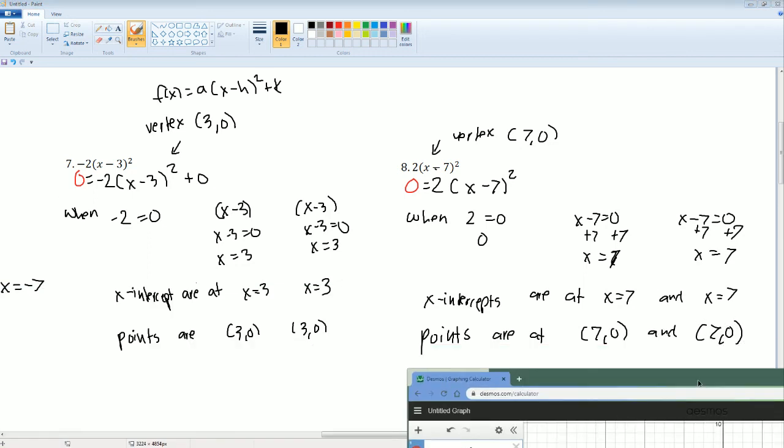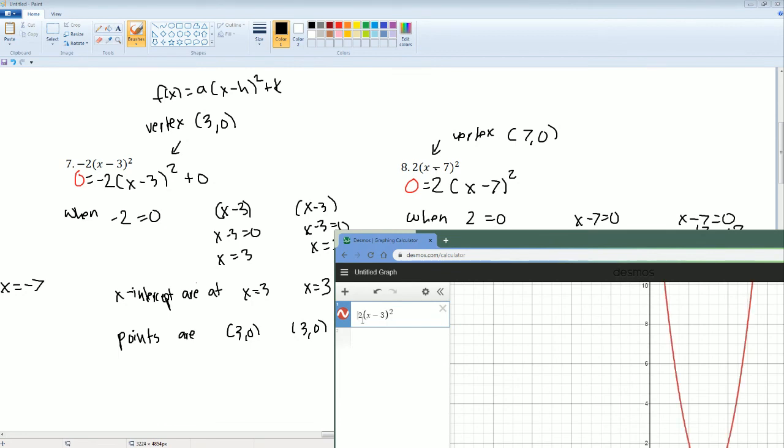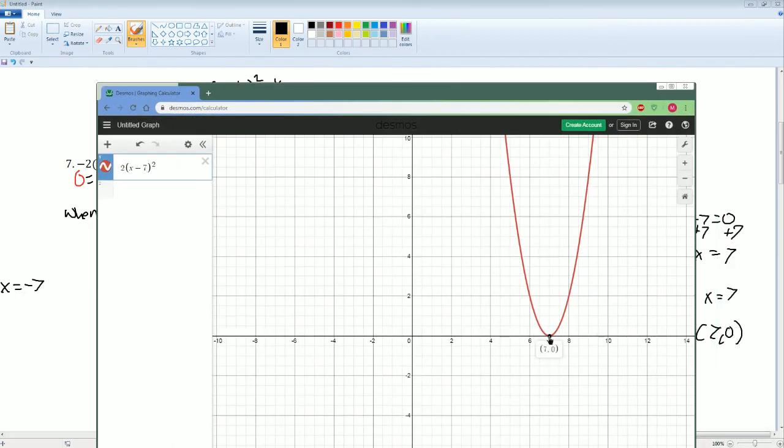So again, let's plug that in. Boom, 7 comma 0. And again, there are two of them because technically there's one coming down and one coming up, and it's both hitting those points. Okay, those are all your solutions.